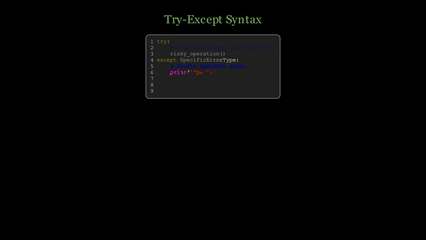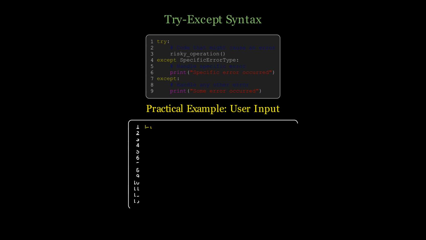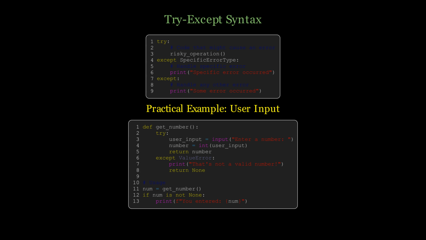The syntax is straightforward. The try keyword starts the protected block, followed by the code that might fail. The except keyword catches specific error types. In our practical example, we handle ValueError when converting user input to an integer. If the user enters text instead of a number, we catch the error and provide a friendly message instead of crashing.